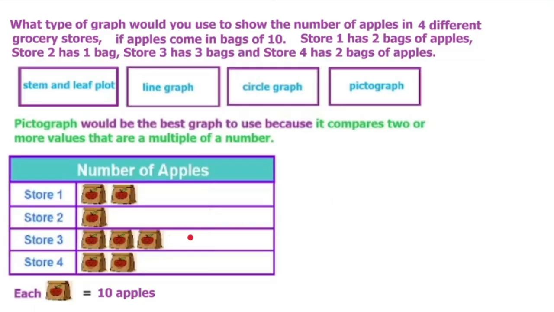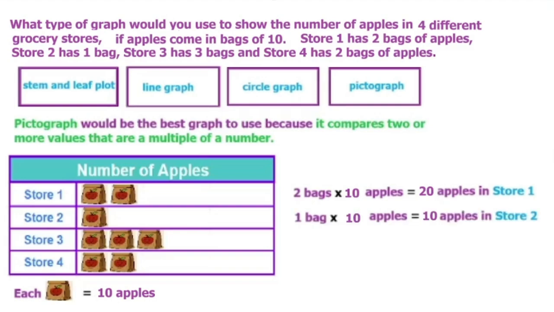So here is how the pictograph would look. We have bags, and so each store has different amounts of bags, and then each bag has 10 apples. So there's 2 bags here, so you multiply by 10 to get the number of total apples for store 1. So that's 20 apples in store 1. Here we have 1 bag and then 10 apples. So 10 apples in store 2 because it's 1 bag times 10.